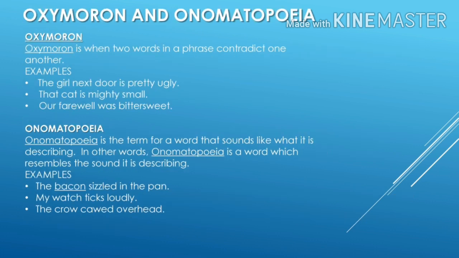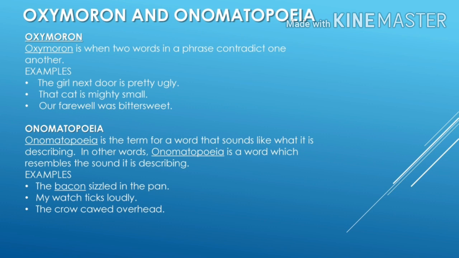Next we have oxymoron and onomatopoeia. Let's first begin with oxymoron. Oxymoron is when two words in a phrase contradict one another. For example, the girl next door is pretty ugly. So here we have pretty and ugly contradicting each other. Then we have: the cat is mighty small. Mighty and small are opposite to one another and have been used together. Then we have: a farewell was bittersweet. Here we have bittersweet, two different and opposite words used together.